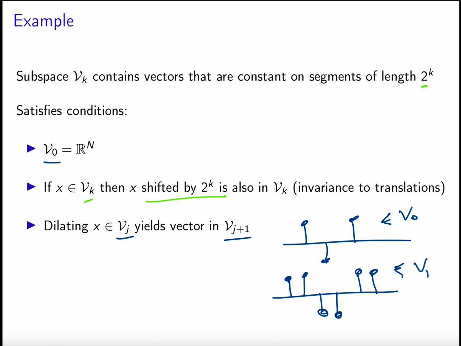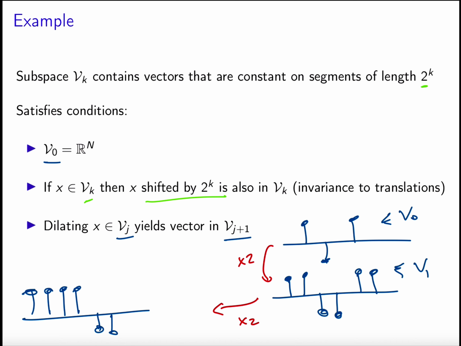Then, let's indicate by a different color that we're dilating. So we dilate times 2. Now we dilate again times 2, and what happens? We end up with a vector that is constant on intervals of length 4. Right? When we dilate by 2 again, which exactly corresponds to the subspace V2, and so on and so forth. So these piecewise constant vectors indeed satisfy these conditions of the multi-resolution decomposition.